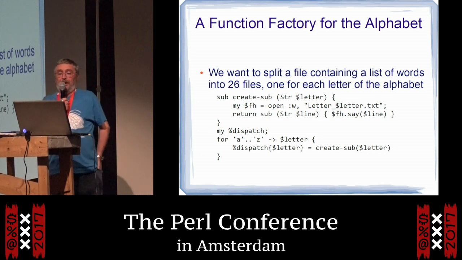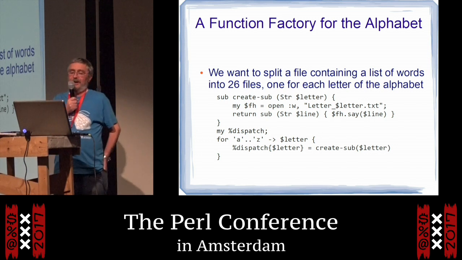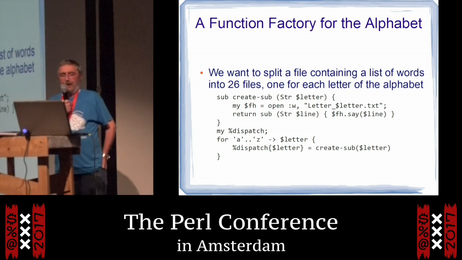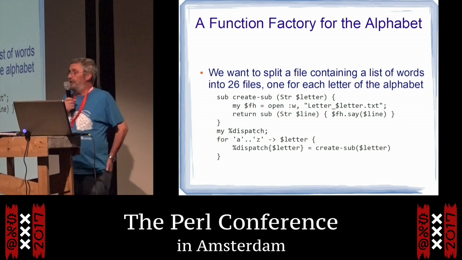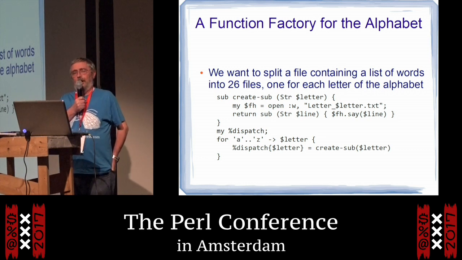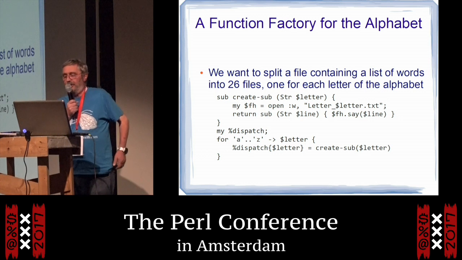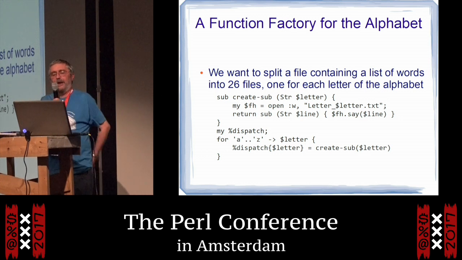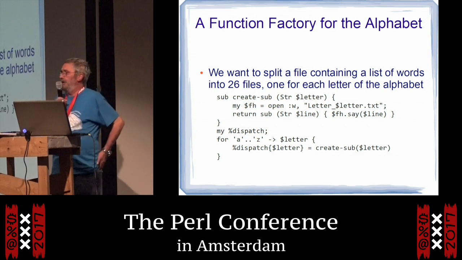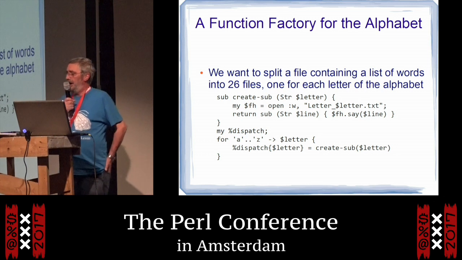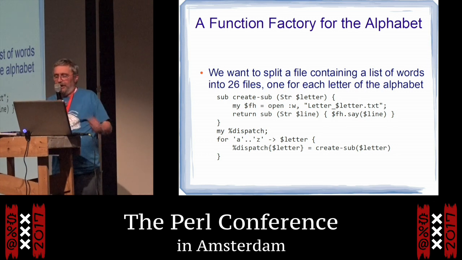And then I loop from A to Z, and for each letter I create 26 functions. I'm creating a dispatch table with 26 letters, and for each letter the value in this hash is the function. So this is good and fine. This example I used on a list of 118,000 words, which is a list of all the words accepted for crossword puzzles and other things, and I could dispatch everything into 26 files.